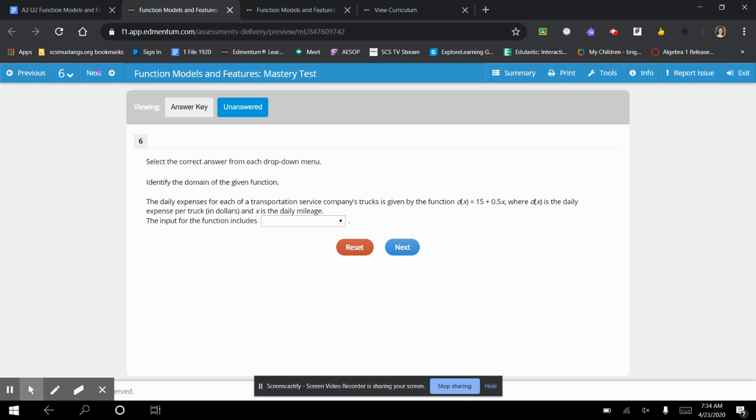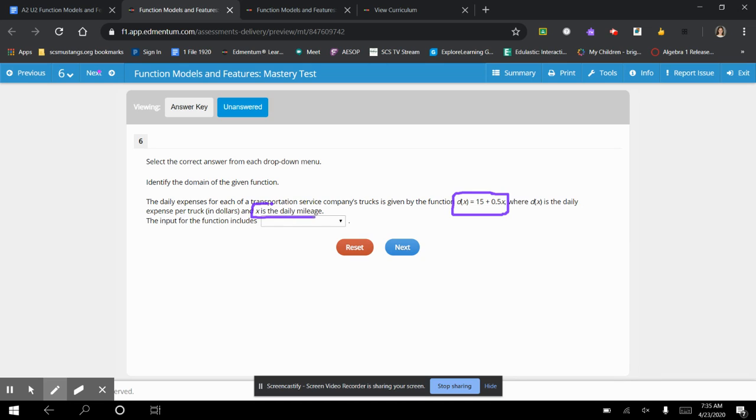Looking at 6, the daily expenses for each of a transportation service company's trucks is given by this function. So looking at this, I'm already seeing this is our function that we're working with. So we're working with something that is linear. And then, where d of x is the daily expense per truck and x is the daily mileage.